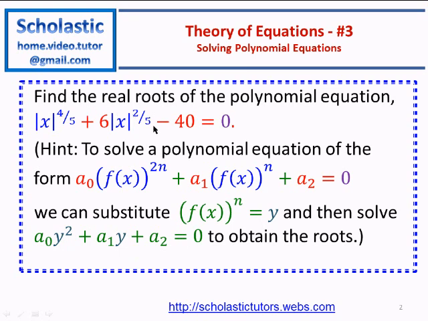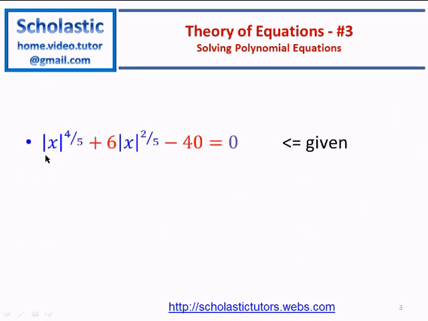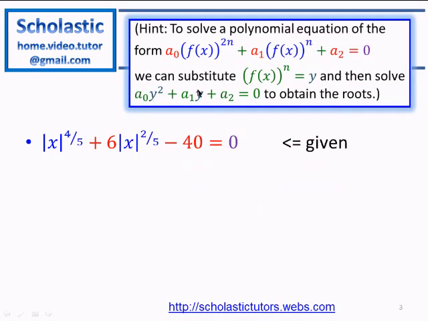So I think we can see the similarity here. Let's see what the similarity is on the next page. What is given here is |x|^(4/5) + 6|x|^(2/5) - 40 = 0. And the hint is this one. If you look at this and this, a0 is 1 here, f(x) is x to the power 4/5. So if you take n equal to 2/5, we can see the similarity here.